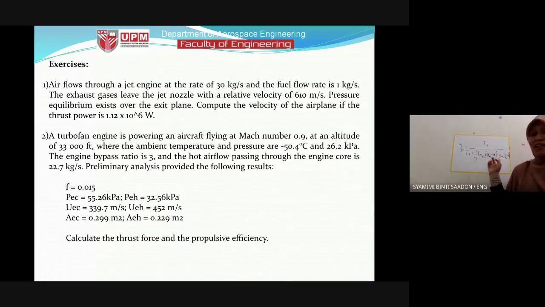So MC again multiplied with the energy wasted, the kinetic energy wasted, which is defined here as the difference in terms of velocity, UEC minus U, squared. Don't forget the square. Remember the kinetic energy equation, 1/2 mv squared, so V here is UE minus U squared. So power wasted: for a turbofan engine, the power wasted is the total power wasted in the hot air and the cold air.